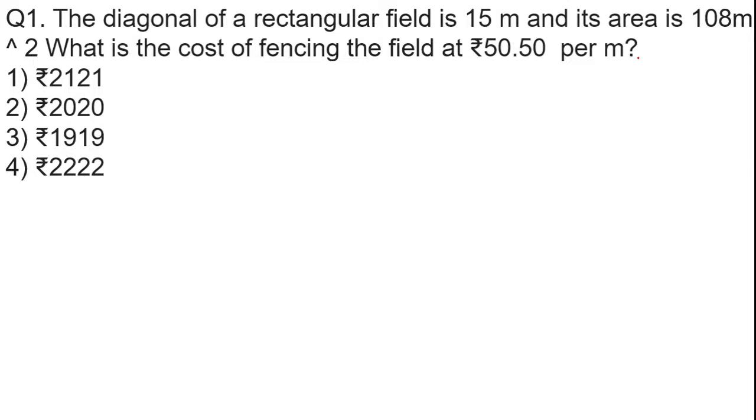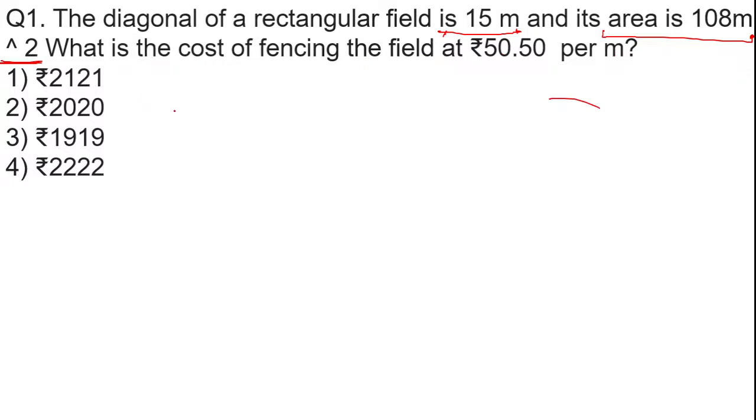Okay, so the first question is: the diagonal of a rectangular field is 15 meter and its area is 108 meter square. The diagonal of the rectangular field is mentioned, that is equal to 15 meter, and the area of the rectangular field is given. Please understand, this is meter square. So what is the cost of fencing of the field at rupees 50.50 per meter?